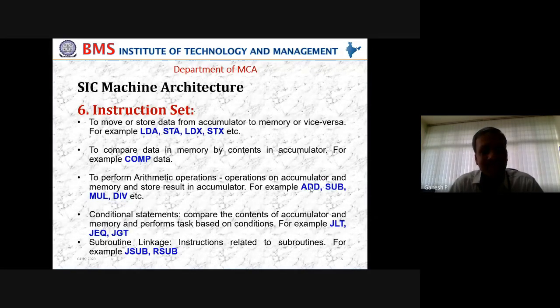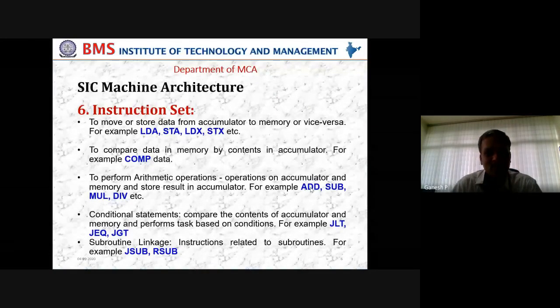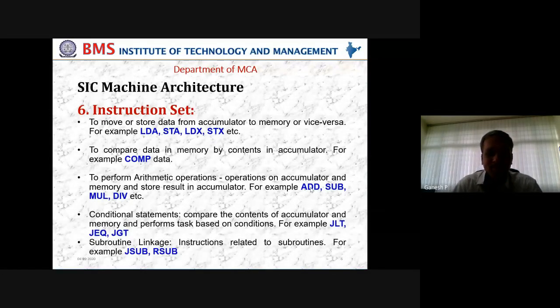As the name says, LDA is load into accumulator. LD stands for load, A for accumulator, so we are loading some data into the accumulator. Next, STA. Again, A means accumulator. Store from accumulator, not store into accumulator. That is opposite: one is a read, one is a write. LDA is writing into the accumulator. STA means reading from the accumulator.